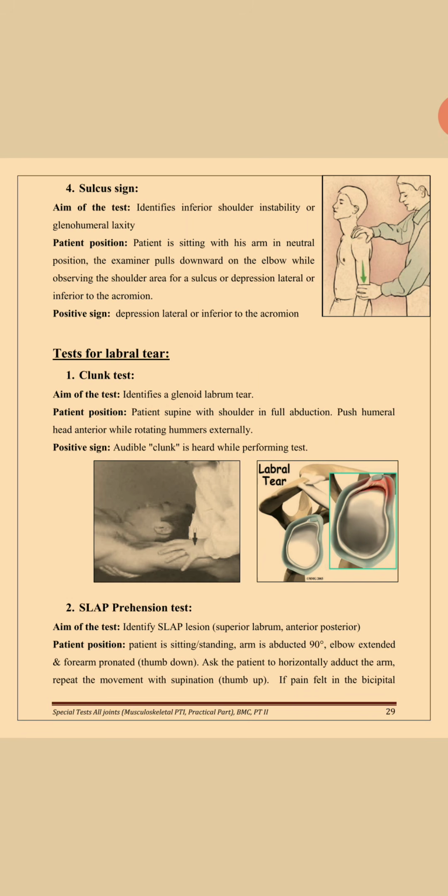SLAP prehension test. Aim of the test: identify SLAP lesion, superior labrum anterior posterior. Patient position: the patient is sitting or standing. The arm is abducted 90 degrees, elbow extended and forearm pronated, thumb down. Ask the patient to horizontally adduct the arm. Repeat the movement with supination, thumb up.